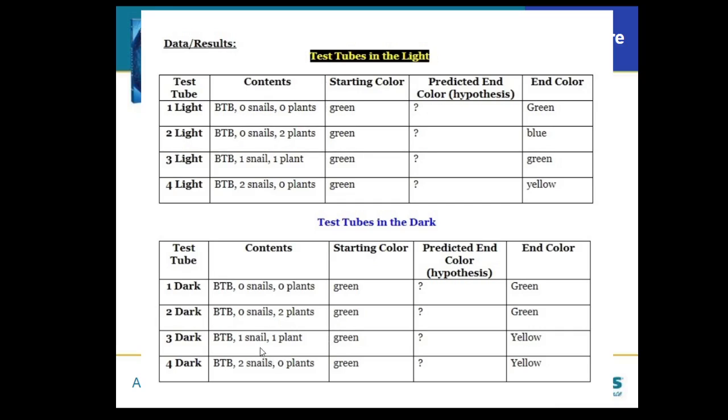As a result, even in this tube where we have one plant and one snail, there's no photosynthesis occurring, so CO2 is not being utilized, and this snail doing cellular respiration would be giving off CO2, and we'd have the yellow color, and we see that same result here again.